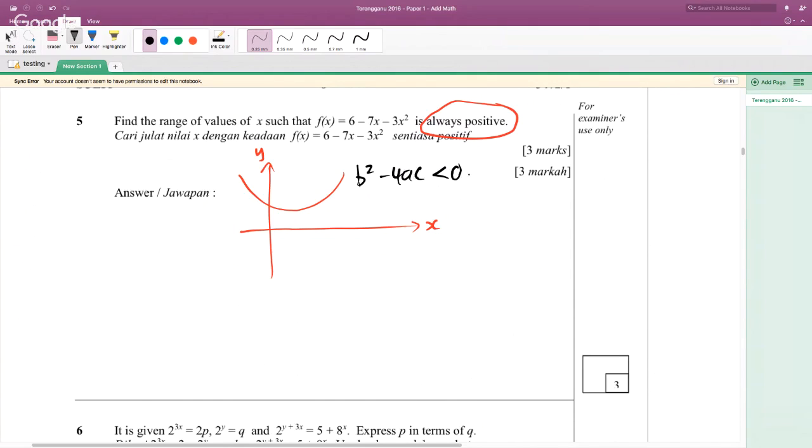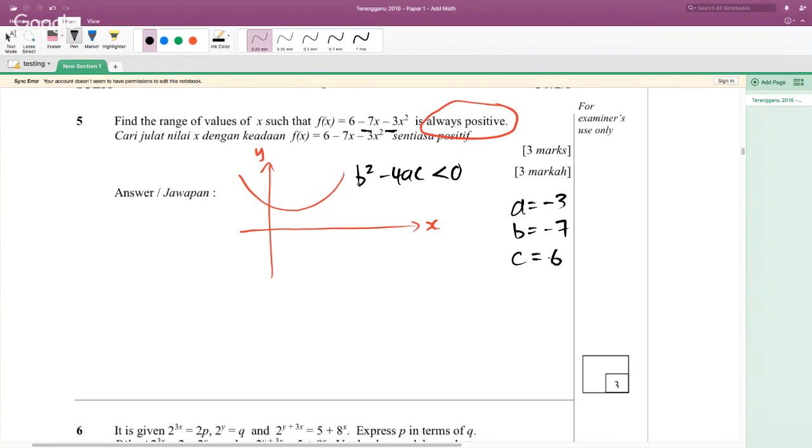So I will just do this, and then I can easily get my range. Of course, I have to know what my a, b, c are. a is not 6. If you write a is 6, then you're definitely wrong, because a is the number beside the x squared. So a will be negative 3, and b will be negative 7. b is the number beside the x, and c is the only one without x.